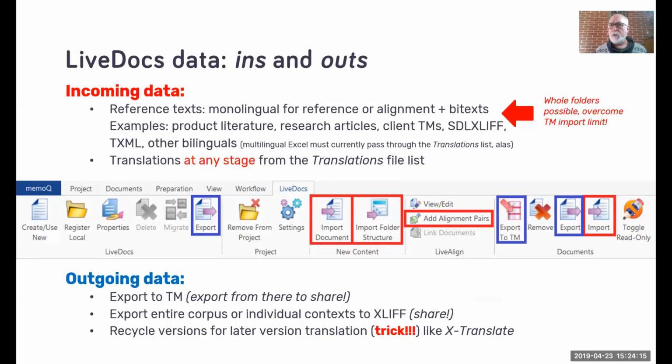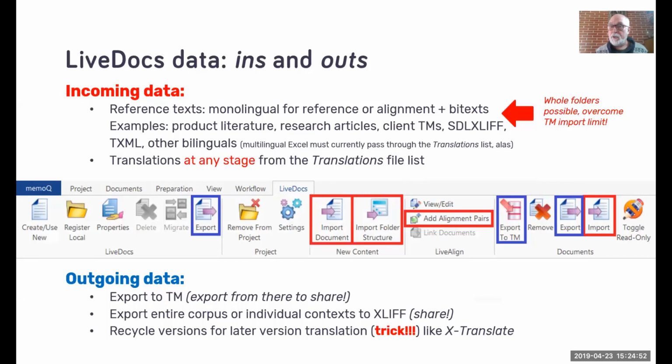Another thing to be aware of when importing data, let's look at this graphic here for a second. If you look at about the middle of that picture where it says new context, new content, I've got two boxes adjacent to each other, two red boxes. One says import document, so bringing in an individual SDL-XLIF file or an individual PDF, I would click import document in the new content section to bring that in.